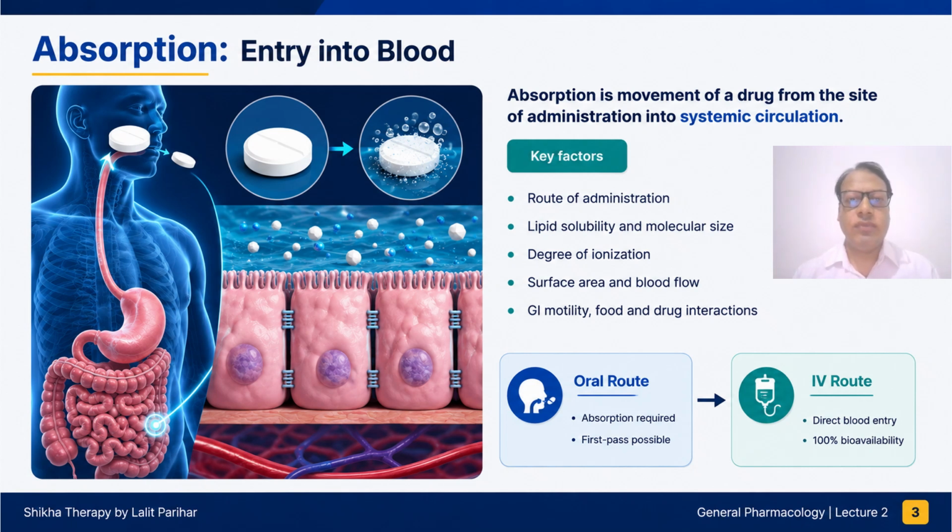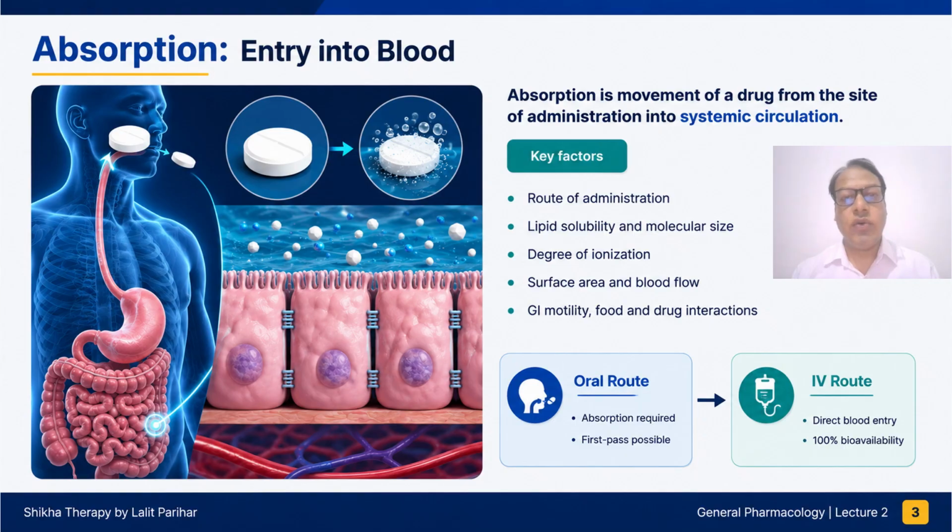Absorption. Absorption is the movement of a drug from its site of administration into the systemic circulation. The rate and extent of drug absorption depend upon several factors like route of drug administration, lipid solubility of that particular drug, molecular size of that drug, degree of ionization, available surface area for absorption, and blood flow. Gastrointestinal motility, food and drug interaction may also affect the absorption of orally administered drugs.